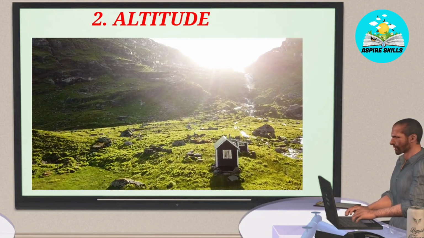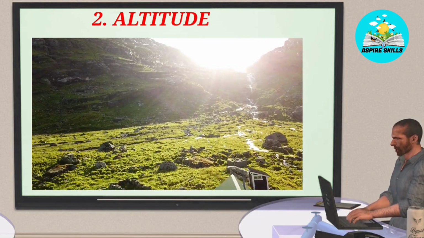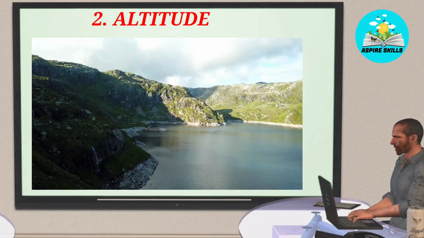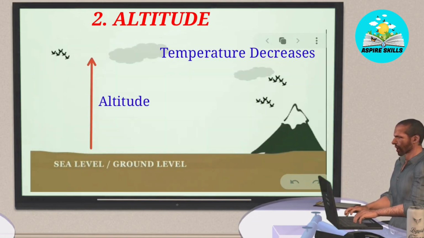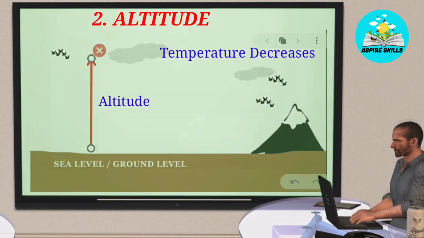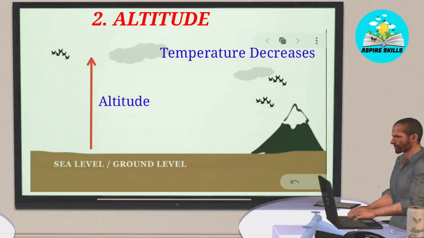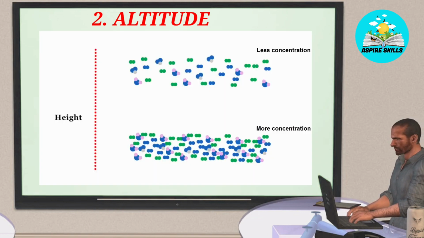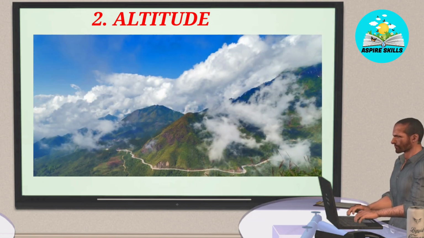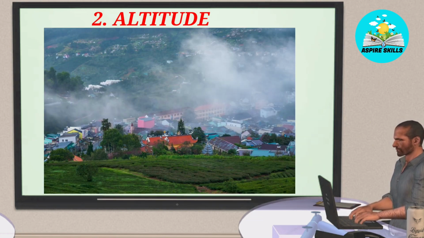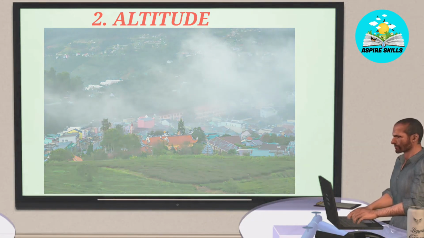So let's move to our second factor that is affecting the climate of a particular place, that is the altitude. Altitude means height. The more you go above the ground, that is the surface of the earth, to higher altitude, the temperature will decrease. Because the concentration of air molecules decreases, we also call it the thin air. That's why when you go to the hill stations, it is cool out there.